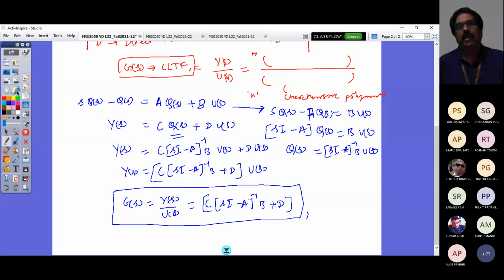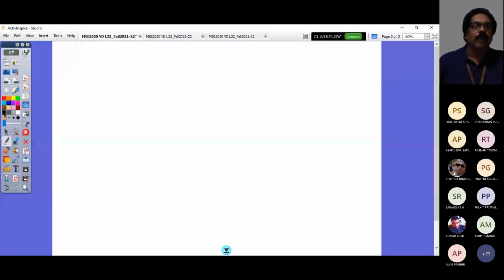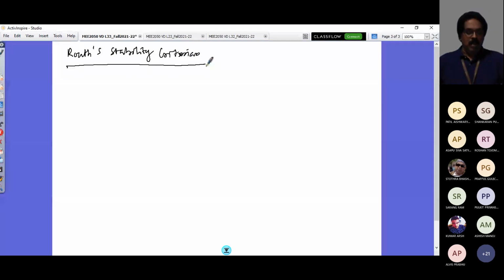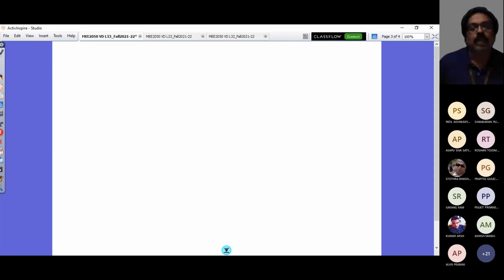So now let's look at what the Routh stability criterion is, right? That's my second objective of today's lecture. Routh stability criterion. Okay, before getting into this, I would also like to represent this. So let's go to that.